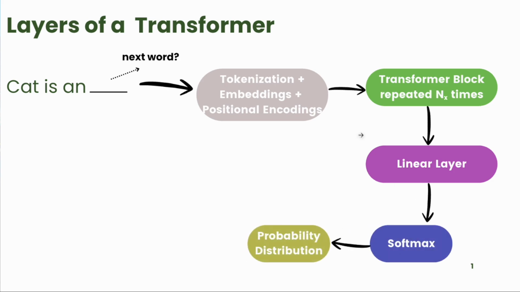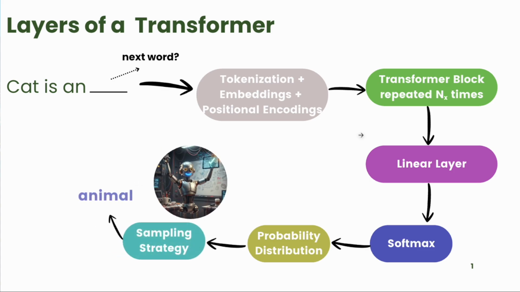Right, so the probability distribution is then sampled for the next word, and if everything goes well, you'll have a reasonable sampling strategy which will provide you with an output that sounds reasonable. Okay, and in this case, animal is a reasonable output to have. So this is the entire pipeline, and in the current video we will be discussing this part. So starting from the linear layer, I will be covering the softmax function, the probability distribution we are concerned with, and the different sampling strategies.